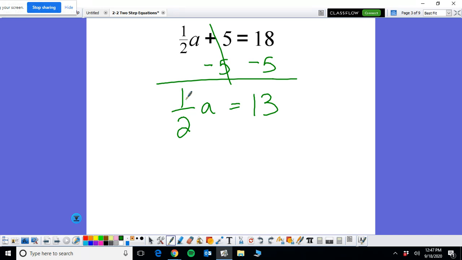But basically, the way I want to introduce this is, remember from the last lesson, if we want to get rid of a fraction, we multiply by what's on the bottom. So now we can get rid of this fraction. We multiply each side of this equation by 2.